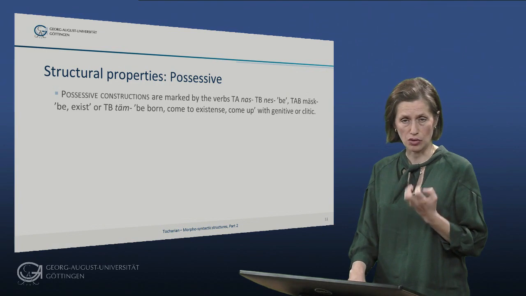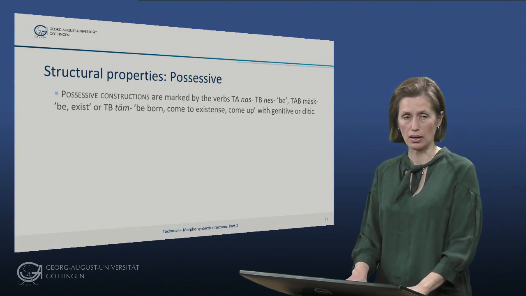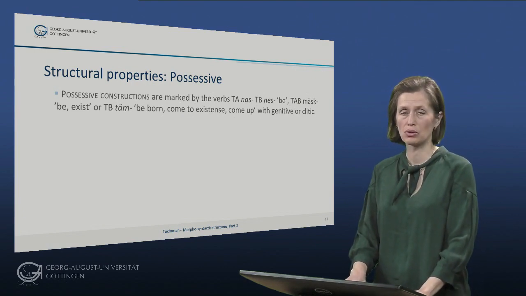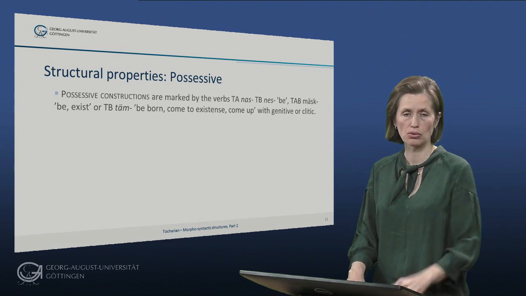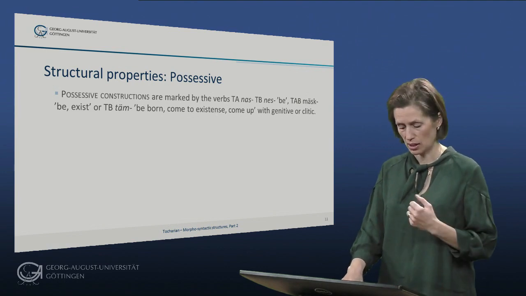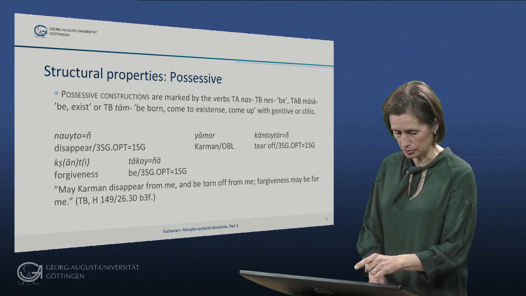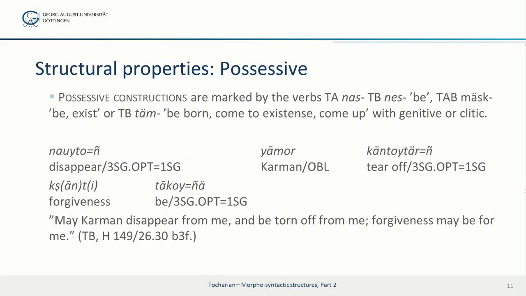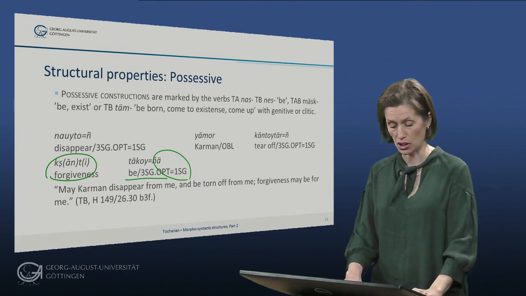But Tocharian doesn't have a verb to have, so they say 'there is to me', and they use Tocharian A nas, Tocharian B nest, the verb to be, or they use the AB verb mesk, to be, to exist, or Tocharian B tem, to be born, to come into existence, with a genitive and with a clitic. And here is an example. It says, you see here, forgiveness may be for me, instead of may I have forgiveness. So this is an example of these constructions, but there are plenty of other examples of this construction in Tocharian.